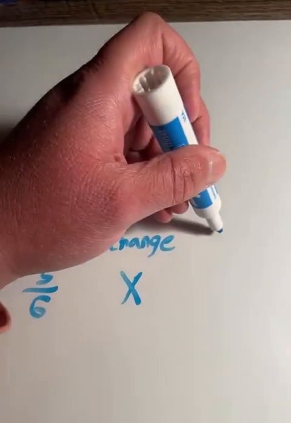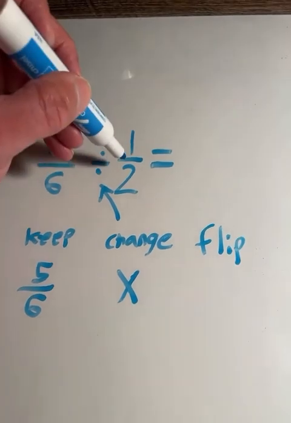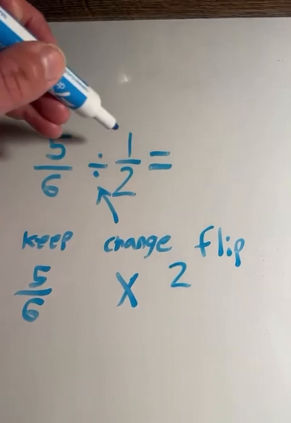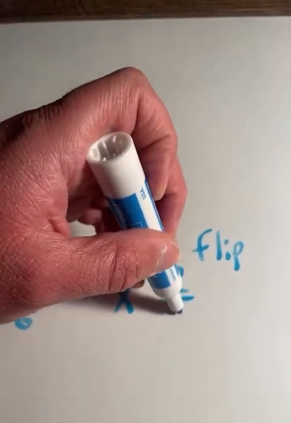Then the second fraction in the problem, we are going to flip it. So the denominator, the bottom number, is going to become the numerator, and the numerator is going to become the denominator.